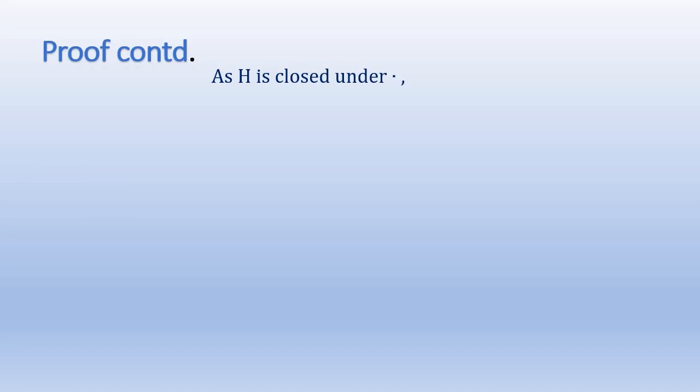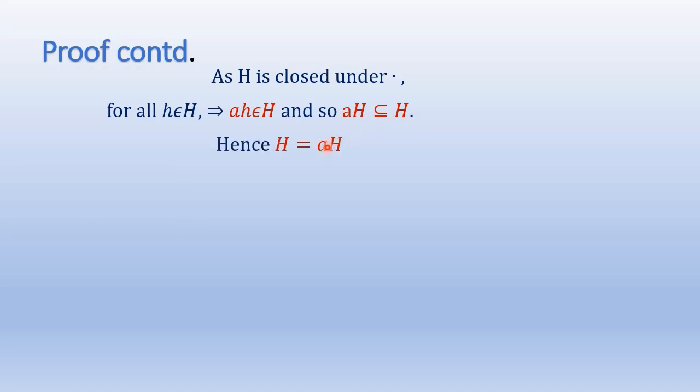So as H is closed under dot, for any element h belonging to H, ah belongs to H. As a belongs to H and h also belongs to H, ah belongs to H. You have taken an element ah in capital H and obtained that ah belongs to this H itself. Hence, aH is contained in H. We have proved that these two will have an equal number of elements. Also, one set is contained in the other set, which means they two are equal. Hence, H is equal to aH.